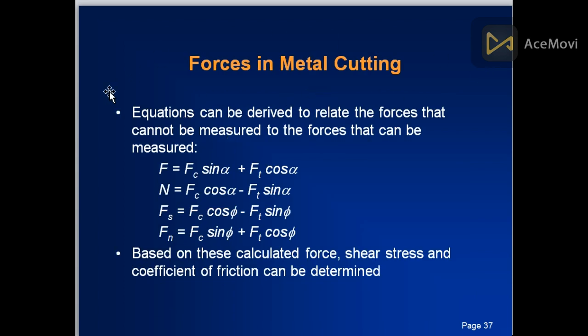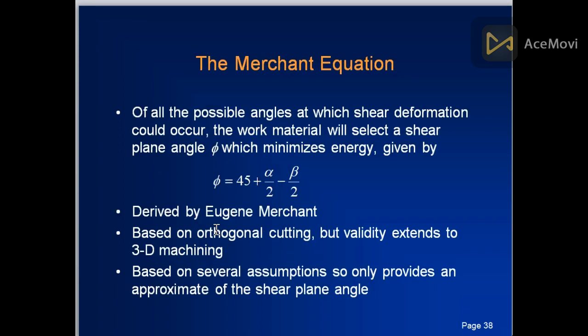Yes, these are important equations. Forces in metal cutting. Equations can be derived to relate the forces that cannot be measured to the forces that can be measured. From all the upper formulas, the conclusion is that F is equal to Fc sine alpha plus Ft cos alpha, and N is equal to Fc cos alpha minus Ft sine alpha. Fs is equal to Fc cos phi minus Ft sine phi, and Fn is equal to Fc sine phi plus Ft cos phi. Based on these calculated forces, shear stress and coefficient of friction can be determined.